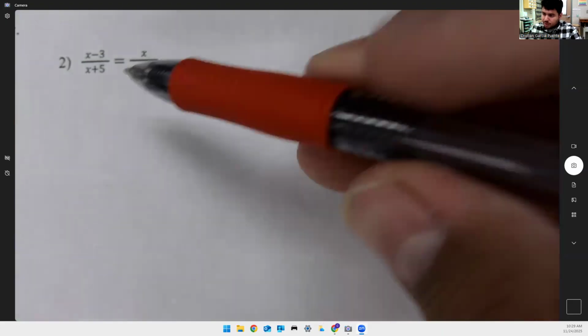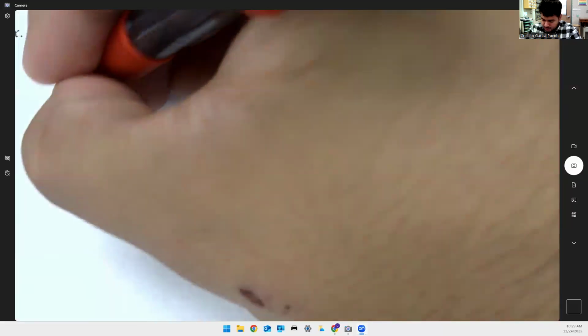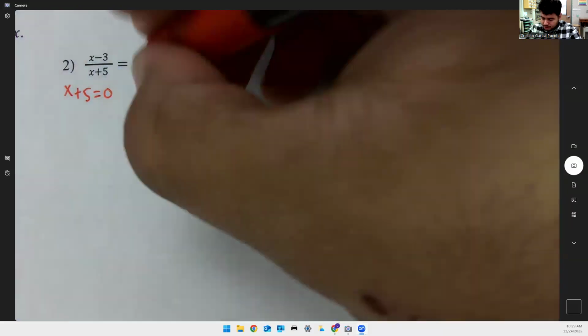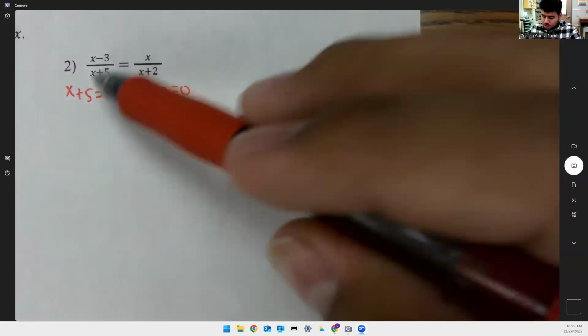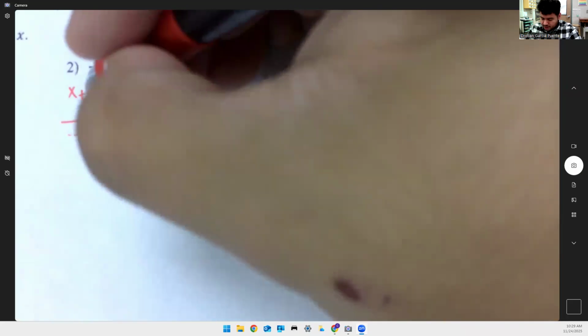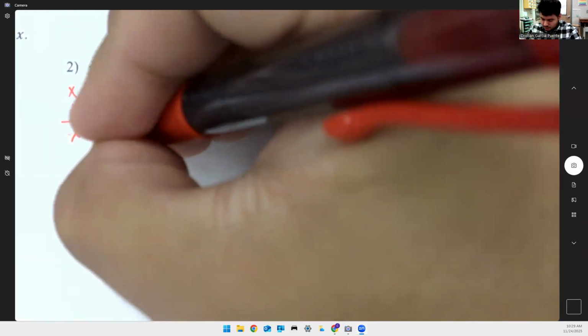So over here, what's on the bottom of the first fraction? What's your denominator of the first fraction? x plus 5. So make x plus 5 equal to 0. What's the denominator of my second fraction? x plus 2. So make x plus 2 equal to 0. And I'll just solve for x. So how do I get rid of this plus 5? You minus 5 on both sides. So the 5's cancel, the x will drop down. x is equal to what's 0 minus 5? Negative 5.